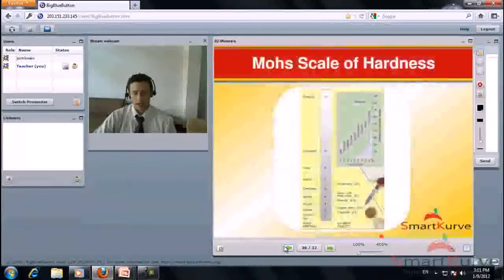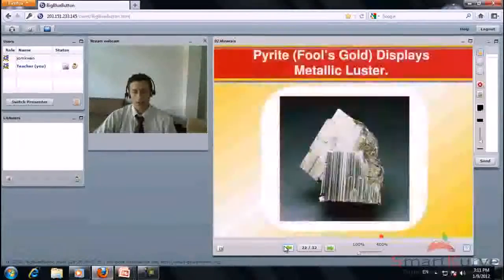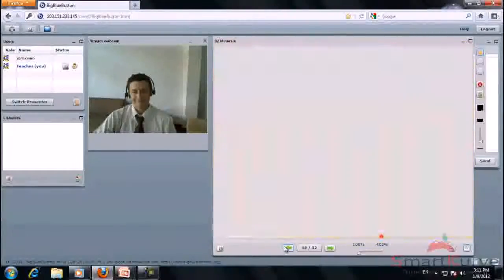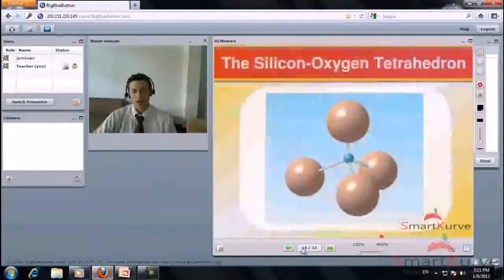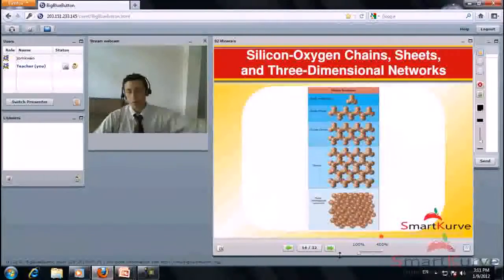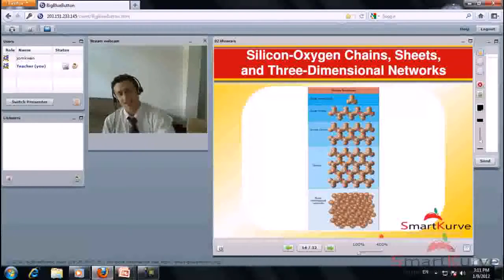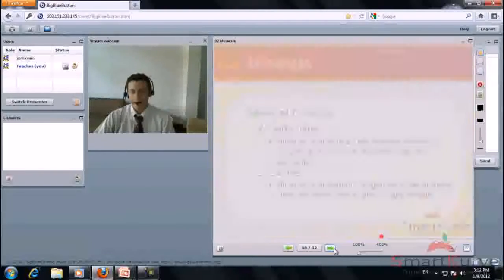If you go back earlier in the presentation to slide 14, we can see the different chains and sheets and the different networks of silicon and oxygen. Mica is always going to form a sheet, like the fourth example going down. Because mica forms these sheets, it breaks into sheets, and it has what we call high cleavage.